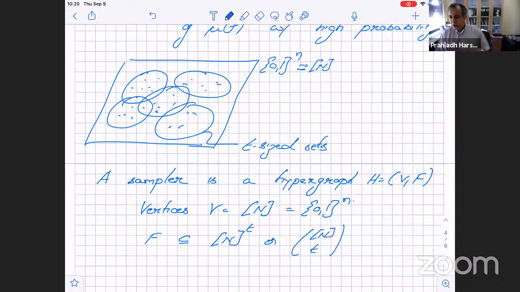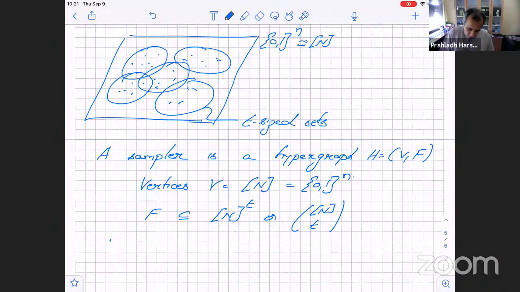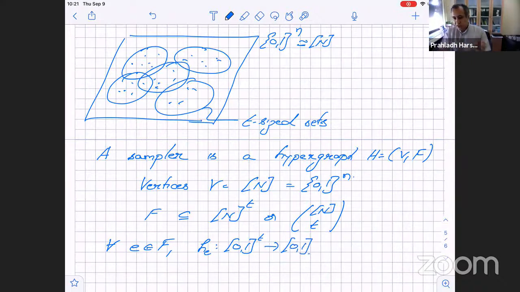I'm not going to this one. You could define it whichever way you want, right? And furthermore, for all edges in F, there was some function h_e going from {0,1}^t to {0,1}, which looked at the value of the function on these t locations and output a candidate value. Usually it was the average. It just took the average value of these and output it.